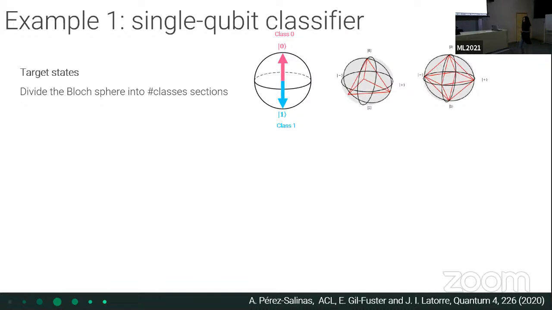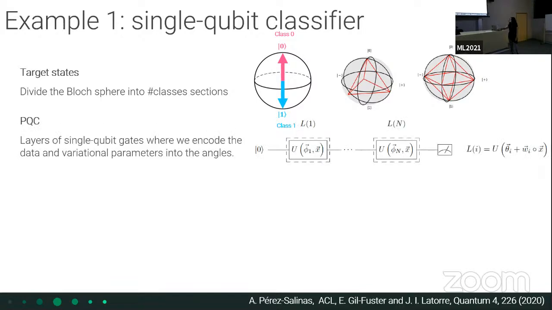We first have to define target states, let's say the zero and the one state. That means that we divide the Bloch sphere into two parts. In general, for multi-class classification, we can divide the Bloch sphere into more parts if we wish. Next is to define the parameterized quantum circuit. As I said, we define a unitary transformation made of rotational gates, where some parameters are variational and some parameters are the training points, okay? So for instance, an angle of theta plus our training point.